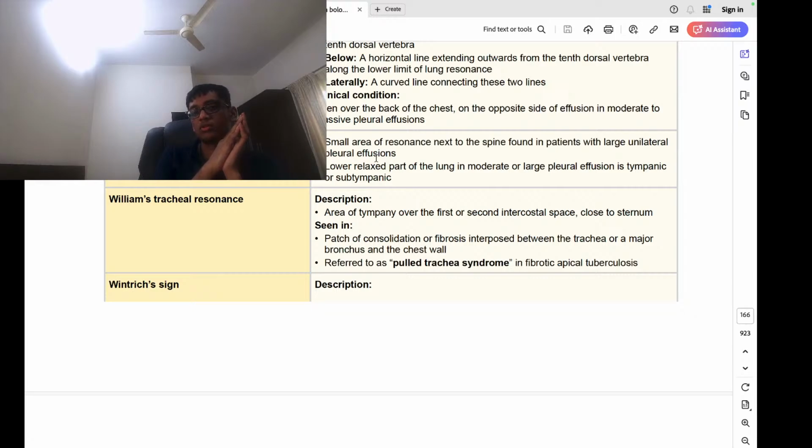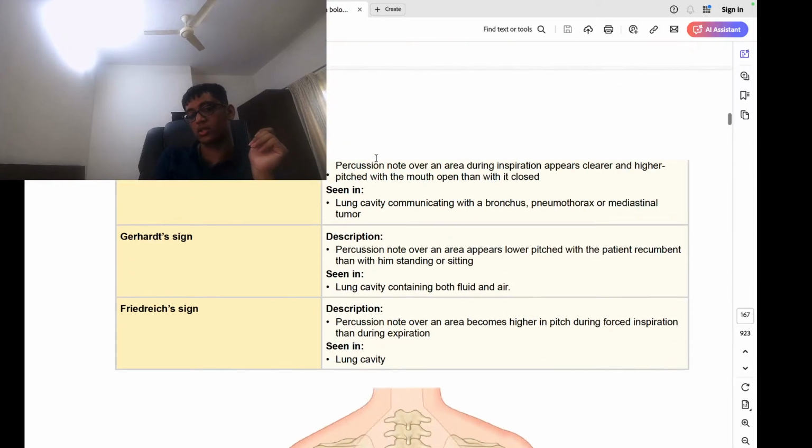Williams' tracheal resonance: you have an area of tympany over the first or second intercostal space close to the sternum. Seen in a patch of consolidation or fibrosis interposed between the trachea or a major bronchus and the chest wall, referred to as the pulled trachea syndrome, in fibrotic apical tuberculosis.